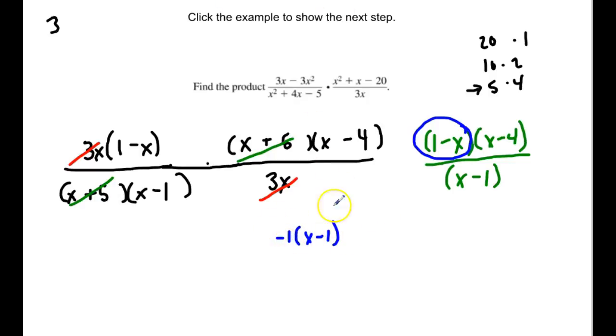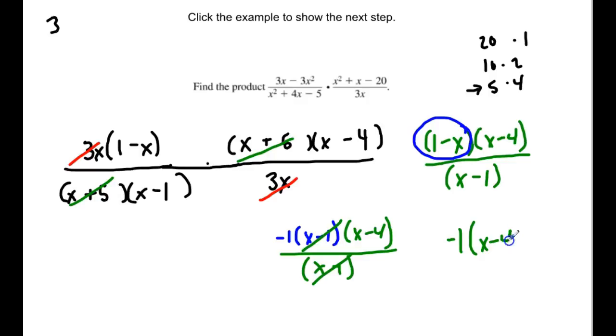So I can go ahead and write the rest of what I had, my x minus 4, and it was over x minus 1. Right, so now I see I have this x minus 1 and this x minus 1 that can cancel each other out because together they equal 1. So now I can go ahead and simplify. So I've got this -1 out front, and I'm left with an x minus 4 in the numerator. So I can go ahead and distribute there and end up with -x plus 4.